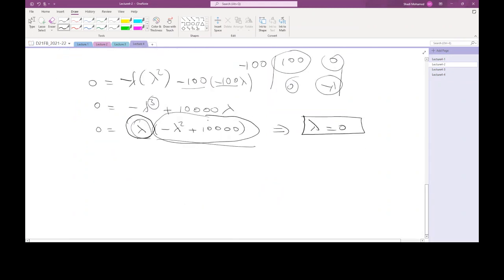If this part here is equal to 0, then I have minus lambda squared added to 10,000 is equal to 0, or basically lambda squared is equal to 10,000, and this would mean lambda would be equal to plus or minus 100. The square root of 10,000 is plus or minus 100. Now I have three values for lambda.